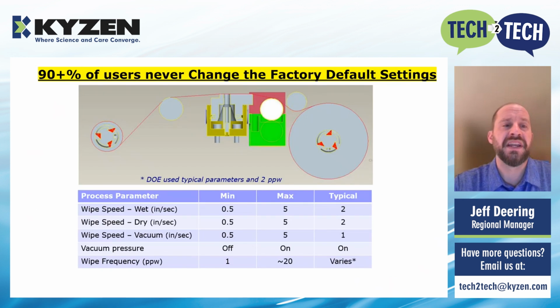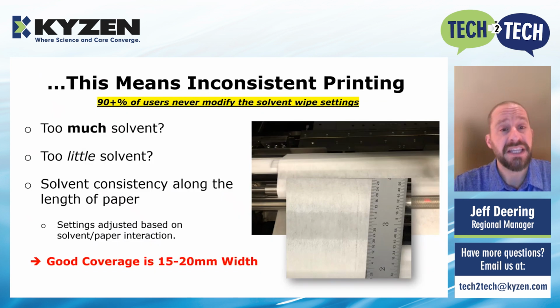It's important to understand that 90% of users never change the factory default settings. What you see here is a simple diagram, as well as a chart of some of the parameters that come default from the factory. A few of them that we'd like to address, there's always a min and a max, but we need to make sure we address the wipe speeds for the wet, the dry, and the vacuum. We also want to address vacuum pressure, and one of our goals is to decrease that wipe frequency. Without doing all of that, your process can lead to inconsistent printing.